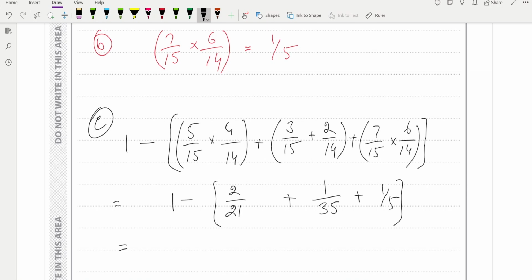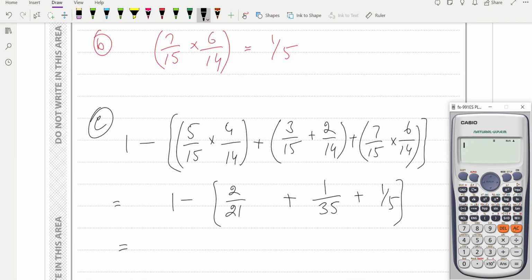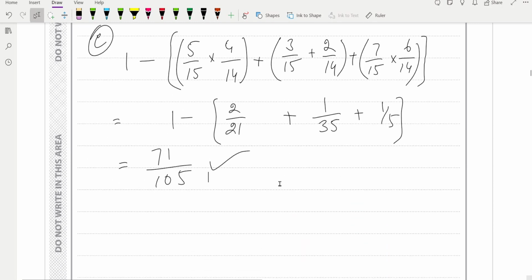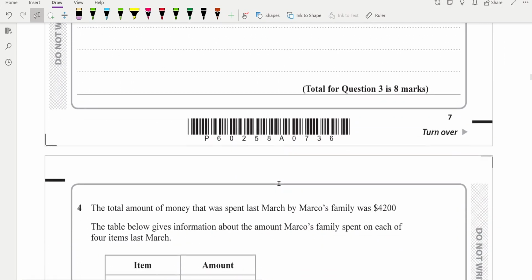So now we can write 1 minus, and inside the bracket will be 2 over 21 plus 1 over 35 and then plus 1 divided by 5, bracket close, and this will be equal to 71 over 105. This will be the probability of not getting the same color.